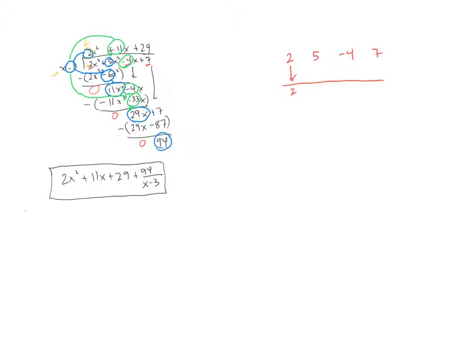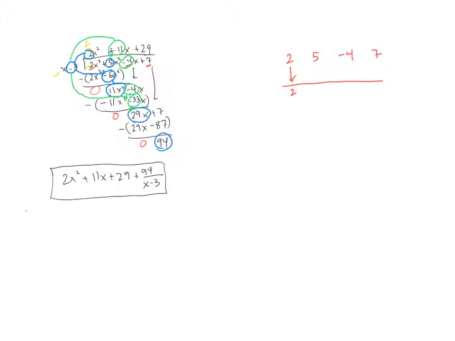And if I look at the 29, that's what I just looked at. If I looked at the 94, it came from this 7, which was brought down from here. And then it came from this -87, which was this 29 times -3. So you see those numbers that we're getting in this synthetic division process basically are happening the same way every time.